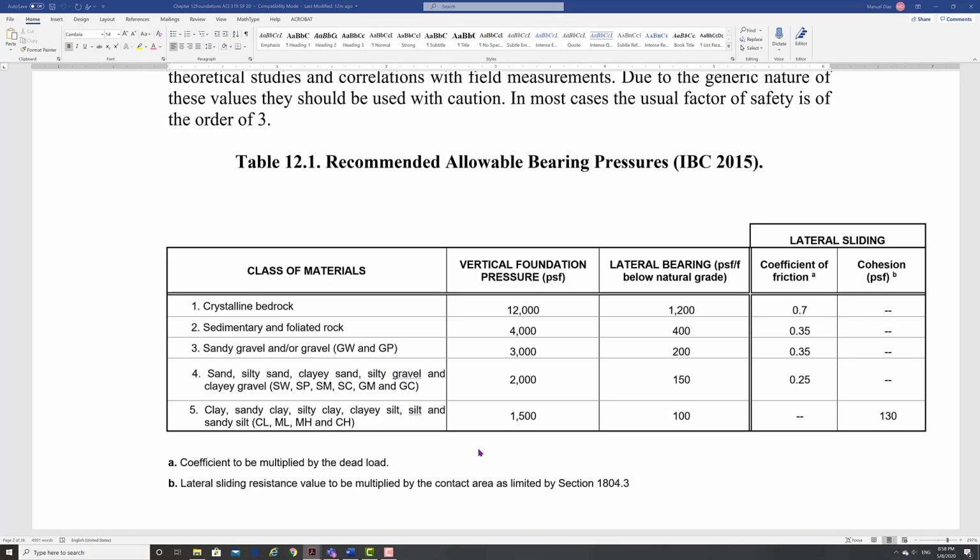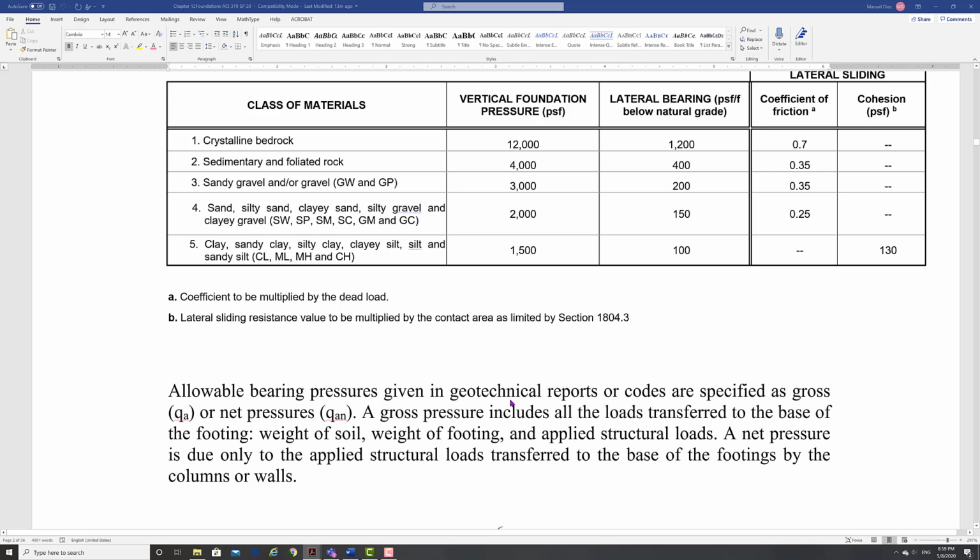You should have at least one test done in your site to determine the pressure on your soils. At least one test. And that will depend on the size, of course, of your structure, right? But you need to test your soils to determine the actual pressures that you can put on that soil. All right? Okay.